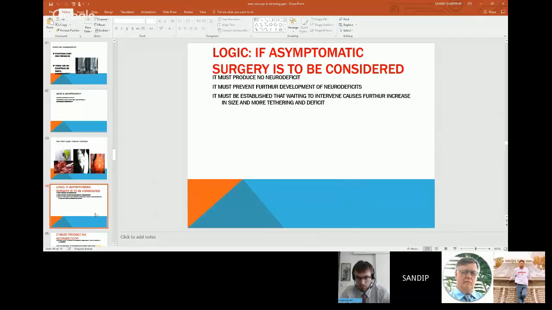Number two, this surgery must prevent further development of neurodeficits. And number three, it must be established that waiting and watching can cause further increase in size, leading to more tethering effect and more neurological deficit. So in other words, we have to prove that simply waiting and watching the lesion is detrimental, in the sense that operating late produces worse results than operating early.